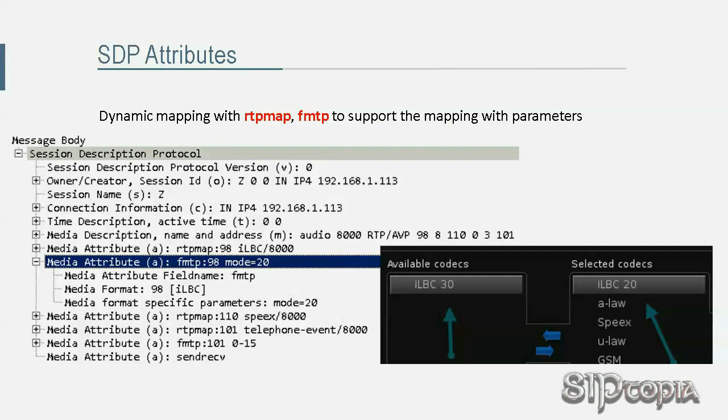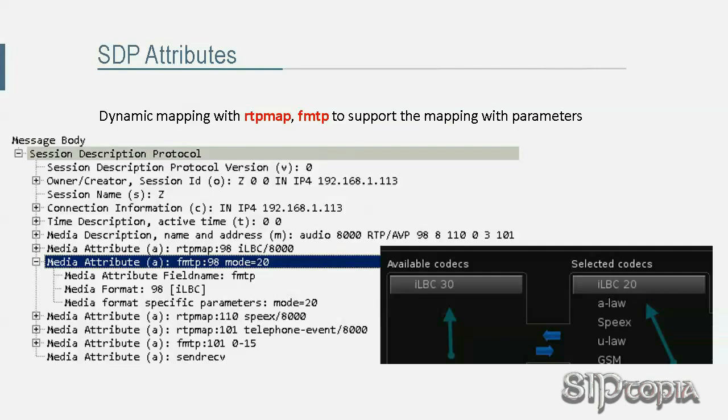This mode is the difference used to distinguish the two versions of iLBC. In other words, the mode parameter is important to differentiate the two iLBC codecs from each other. That is where fmtp comes into play. fmtp is used to support the dynamic mapping with certain parameters that may be necessary to distinguish the codec. Obviously, not all dynamic mappings need fmtp to define codec parameters. Speex, for example, was dynamically mapped to payload type number 110 without an fmtp entry for codec parameters.